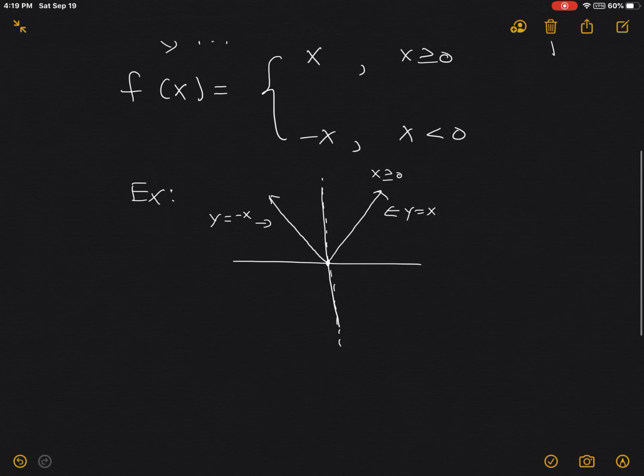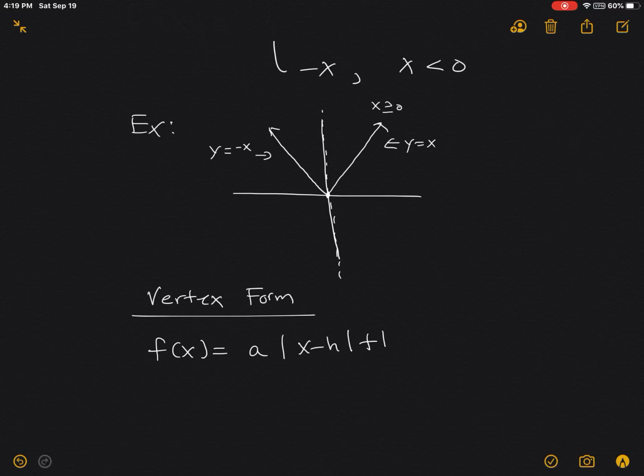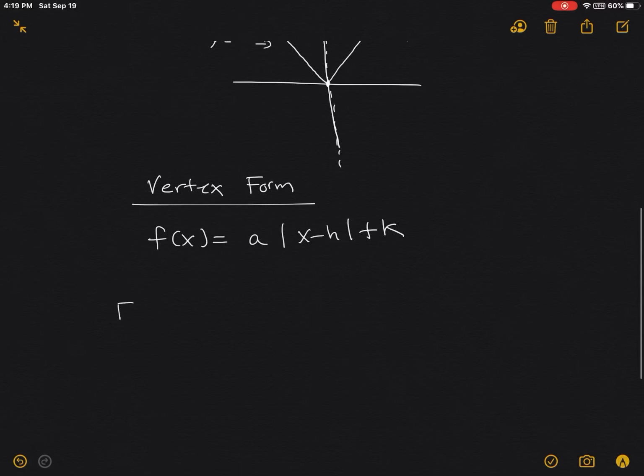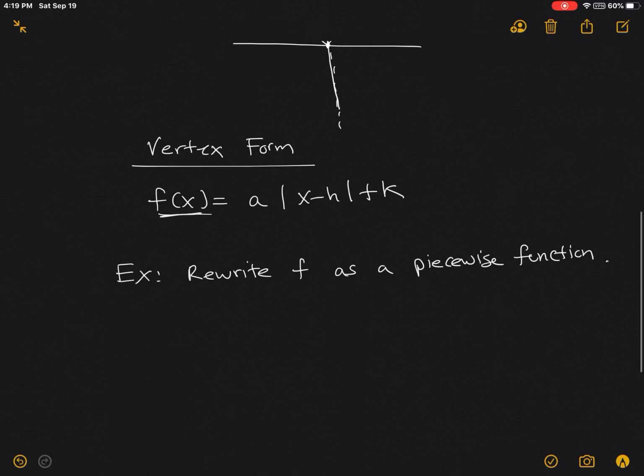Well, before we move on, I need to give you the general form. This is the general form, or the vertex form of your absolute value, I should say. Let's call it vertex form, is given by this: f of x is equal to a times the absolute value of x minus h, plus k. And if I ask you to rewrite f as a piecewise function, how would I do that? Rewrite f as a piecewise function.